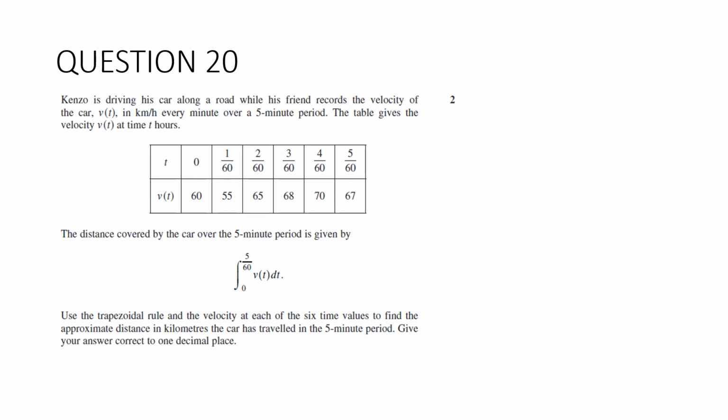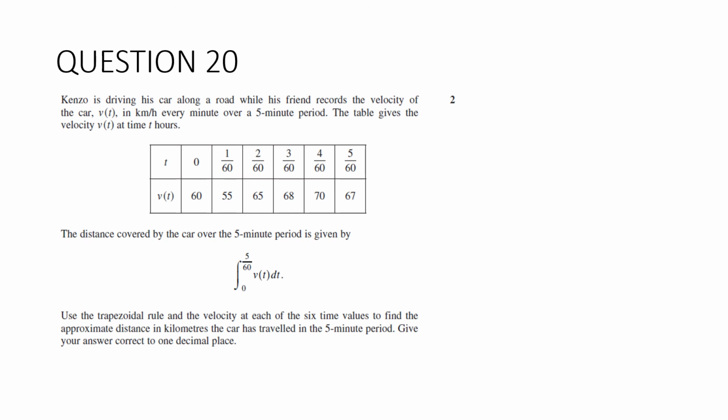Question 20. Kenzo is driving his car along a road while his friend records the velocity of the car, v of t, in kilometers per hour every minute over a 5-minute period. The table gives the velocity v of t at time t hours. The distance covered by the car over the 5-minute period is given by the integral between 0 and 5 over 60 of v of t dt. Use the trapezoidal rule and the velocity at each of the 6 time values to find the approximate distance in kilometers the car has travelled in the 5-minute period. Give your answer correct to 1 decimal place.